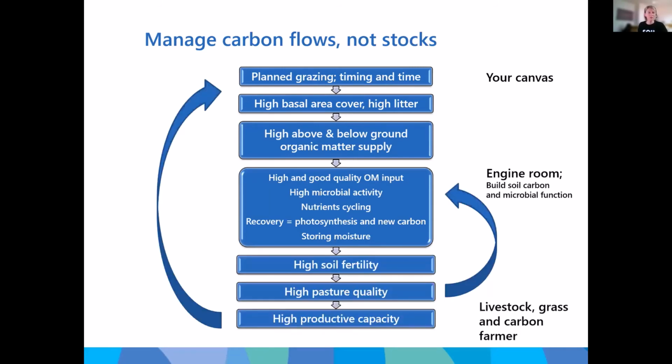Once we have that, we know that we can improve our inherent soil fertility. We can have a higher pasture quality, which then feeds back into this engine room of soil carbon as the energy source and microbial function, supplying nutrients and these other functions to our crops and pastures, as well as potentially a service that we could sell. And then we have this higher productive capacity. So in all of this, it doesn't really matter where the nutrients come from. It could be tipped out of a bag or squeezed out of a chook, but it's about plants having the nutrients they require and microbes having the conditions that they need to function.